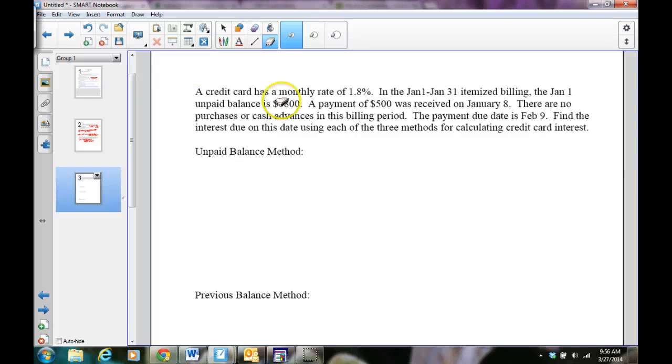All right, so the credit card has a monthly rate of 1.8%. Okay, so it tells you that. And it says that the unpaid balance is $6,800. A payment was made of $500 on January 8th. That's an important fact. Okay? There are no purchases or cash advances in this period, and a payment due date is February 9th. Find the interest due on this date on each of the 3 methods calculating the credit card interest.